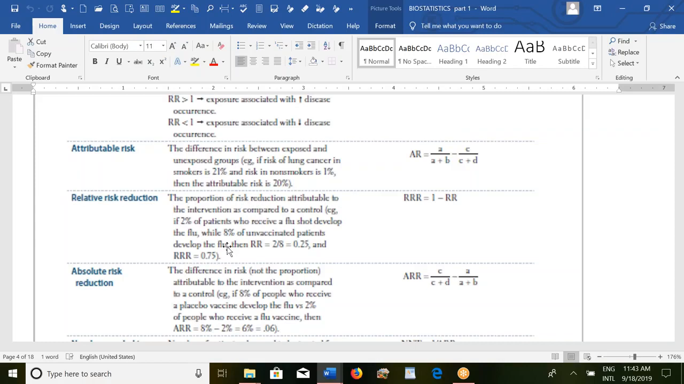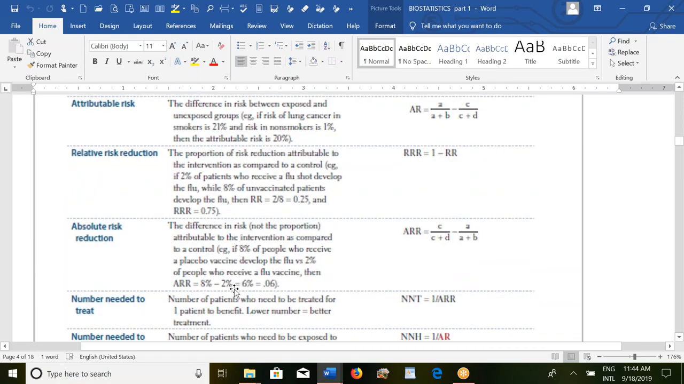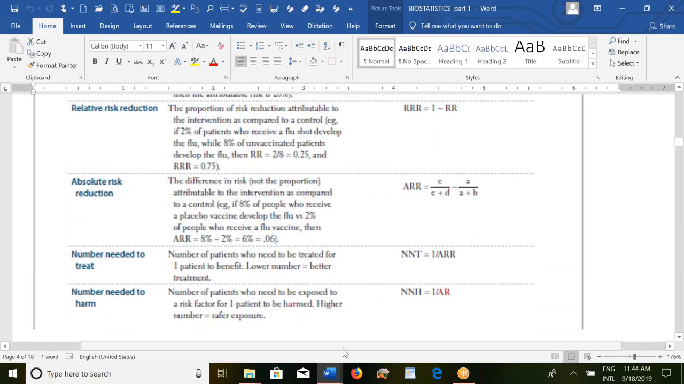Then what is an absolute risk reduction? The difference in risk, not the proportion. So here, these were the proportions, but here it is the difference in risk attributable to intervention as compared to a control group. For example, if 8% of the people who receive a placebo vaccine develop the flu versus 2% of the people who receive a vaccination. So here again the same group, 8 minus 2, so 6%. So absolute risk reduction was 0.06. That is the thing. Okay.